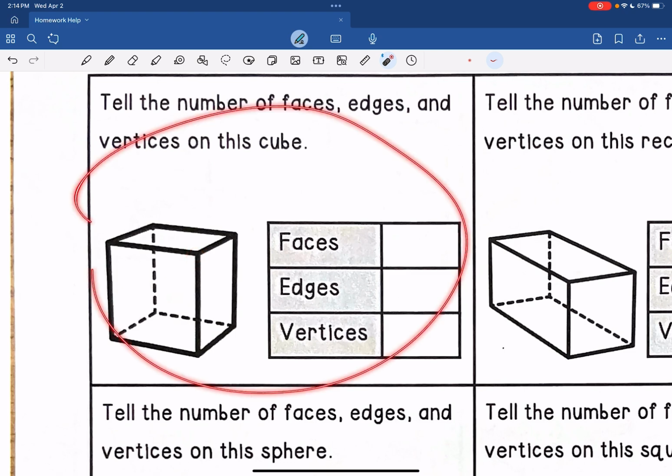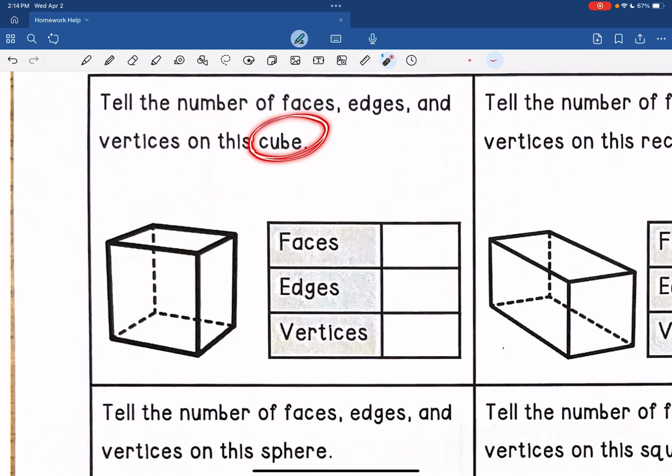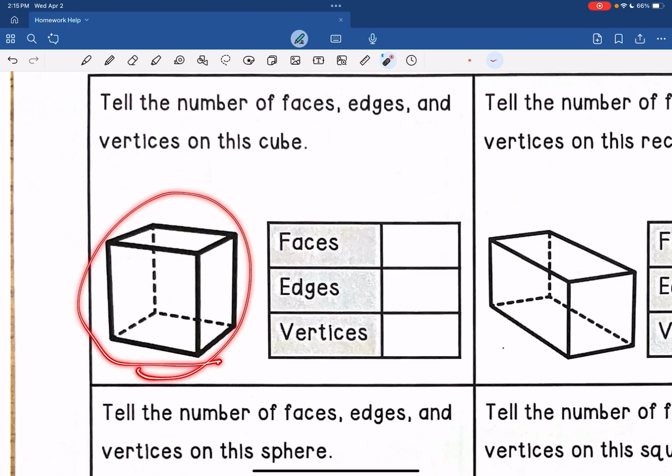So let's take a look at this one first. For a cube, it tells us this is a cube. A cube, like a dice, would be a good example of a cube. And we know that there are 6 sides. If we check, you can see that the bottom is one side, the top is one side, the left is one side, the right is one side, the front of the box is one side, and then the back of the box is another side. So there are 6 faces or sides to a cube.